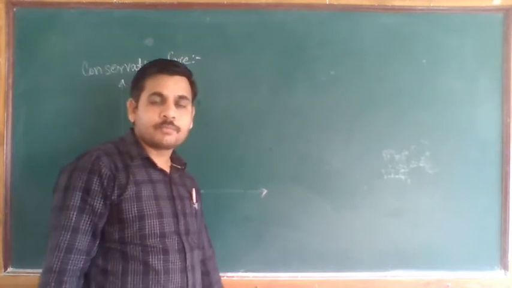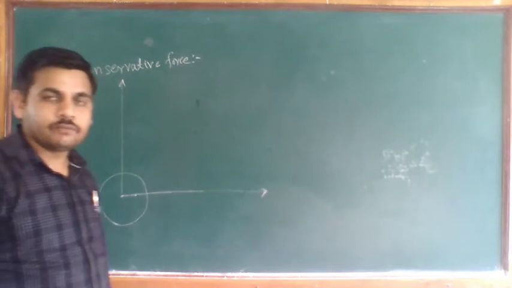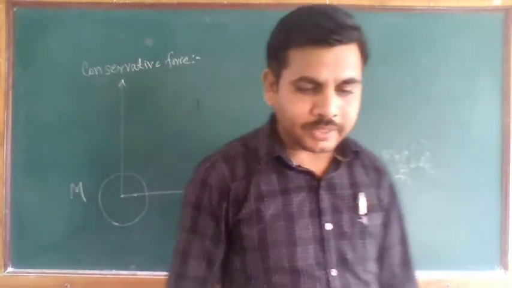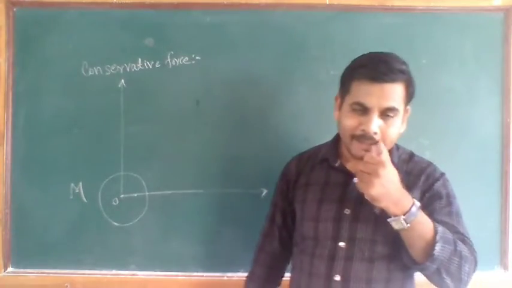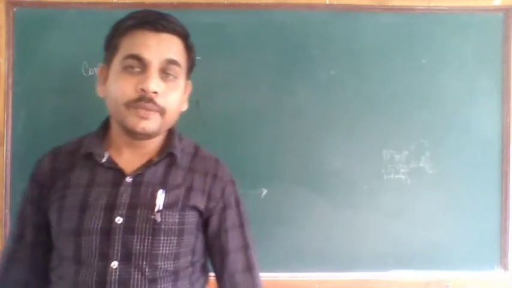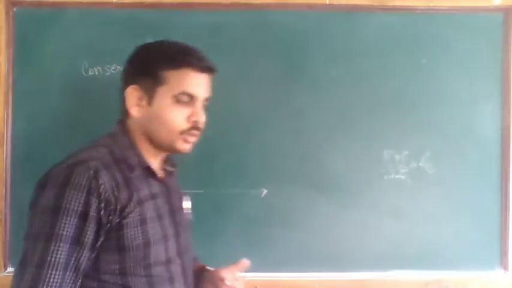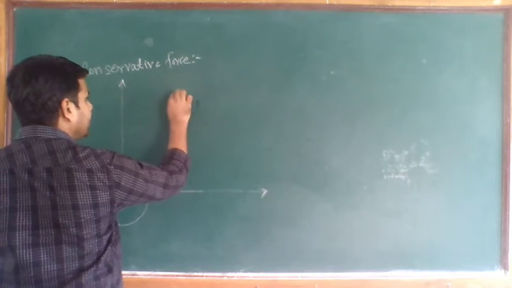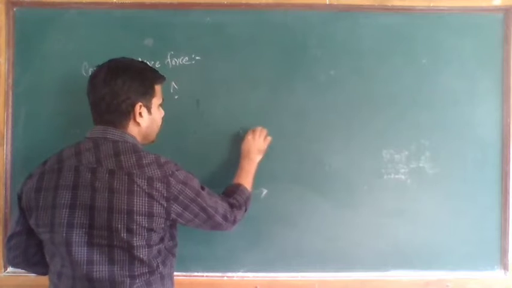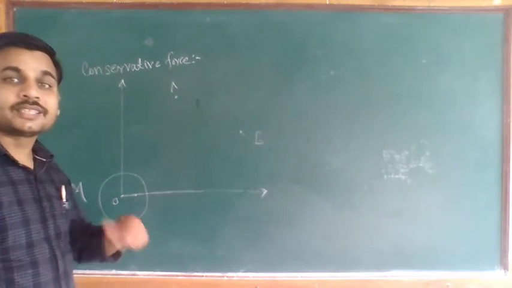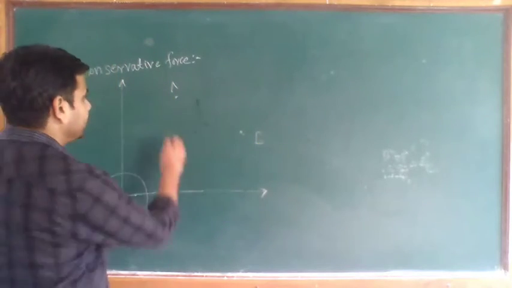One body has a mass M, originating from origin O. Another body, having a mass small m, moves from point A to point B. So we consider here point A and here point B, and the second body will be moving from point A to B.